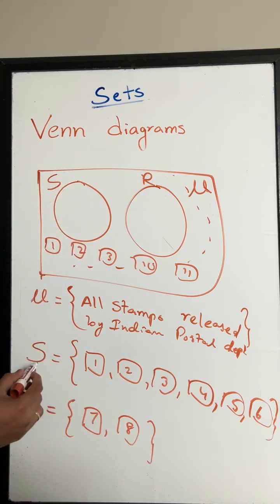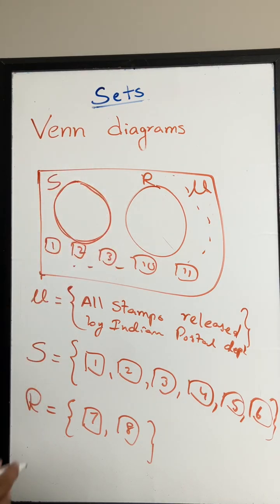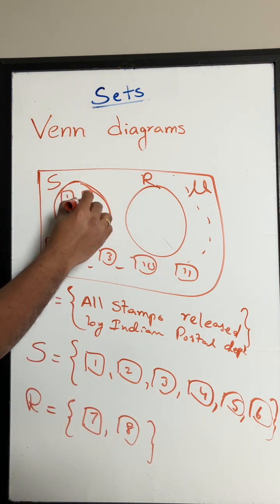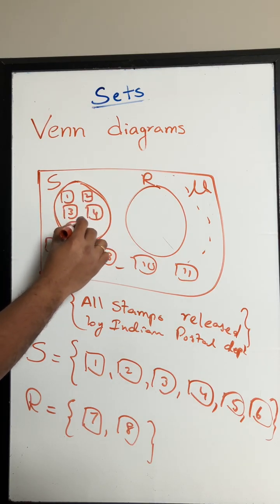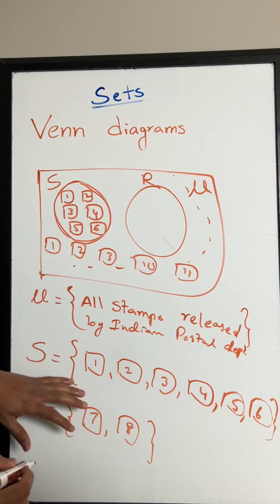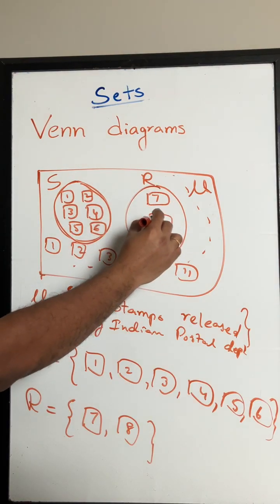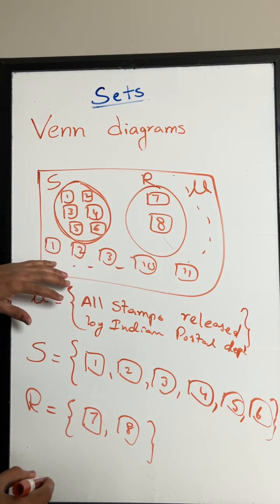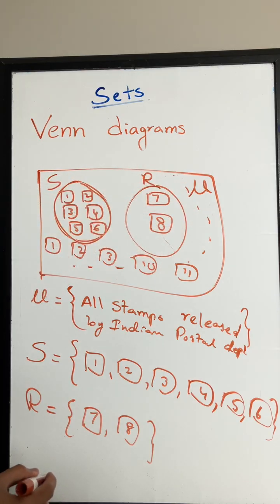So I want to represent my set, so I have to draw a circle. When I draw a circle, what are the elements in it? I have 6 elements: 1, 2, 3, 4, 5, 6, right? And Ranga has 7 and 8. This is how we represent Venn diagrams. But the circle, or rather this mu, is a universal set. It won't have duplicates, right? So 1, 2, 3 we erase from here.